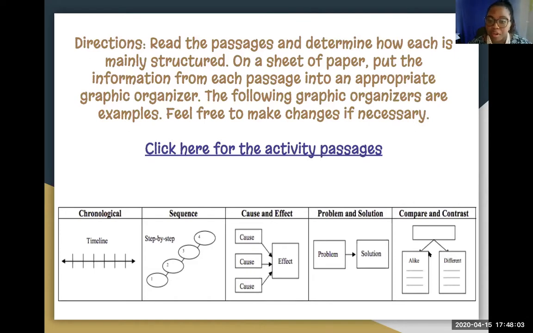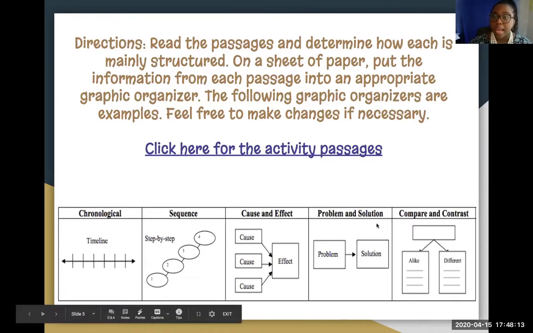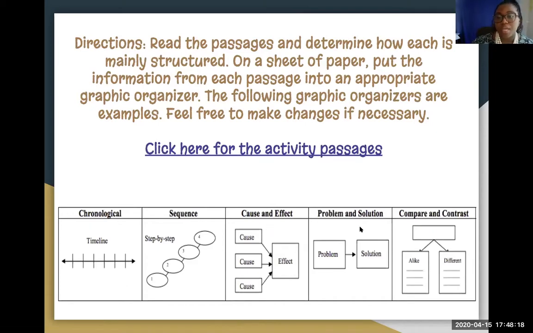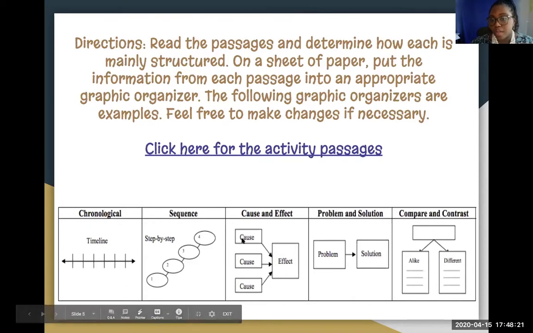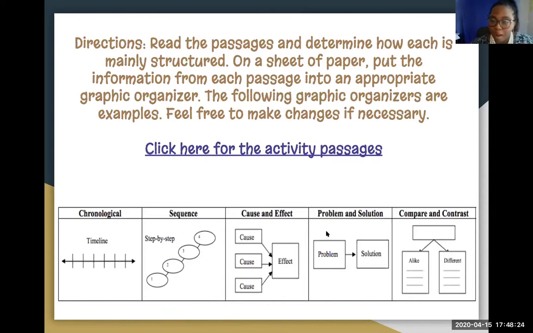Some of these look different from what we've been doing. We've been using what we put on our graphic organizer here, but please know that we can absolutely modify and use a lot of different ways to show the same information, okay? For cause and effect and problem and solution, you might need more cause boxes, more effect boxes, and the same goes for problem and solution, okay? Sequence is that step-by-step, and chronological has a timeline or that flow chart, okay? As always, you can click here for the activity passages. You'll see them all listed out with this graphic at the very top.